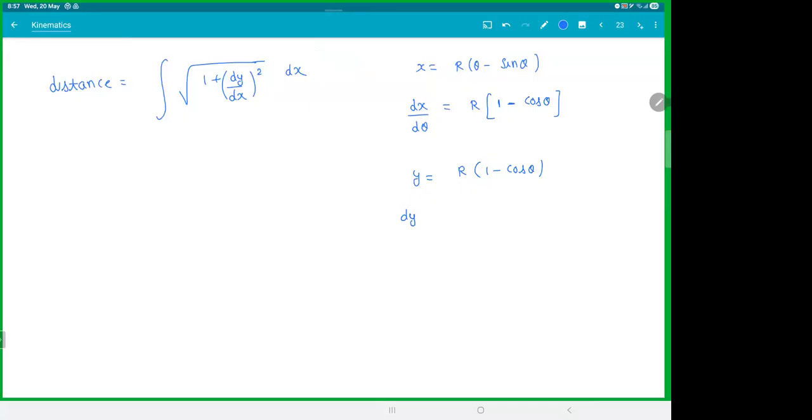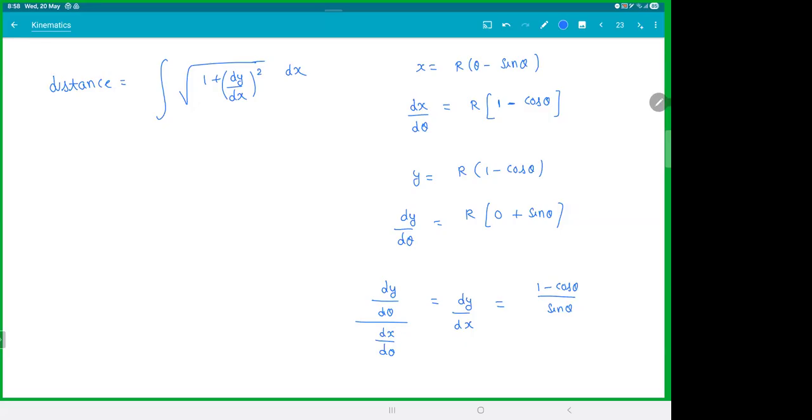I'll do dy by d theta. That would be r times 0, cos's differential is minus sine theta, so that will be plus r sine theta. Now I will divide them: dy by d theta by dx by d theta. This would turn out to be dy by dx, which comes out to be sine theta by 1 minus cos theta. Are you clear with this? Now, if you show this to a math teacher, he will punch you right and left. But in physics it works out. You get the same result, so we'll not worry about it.